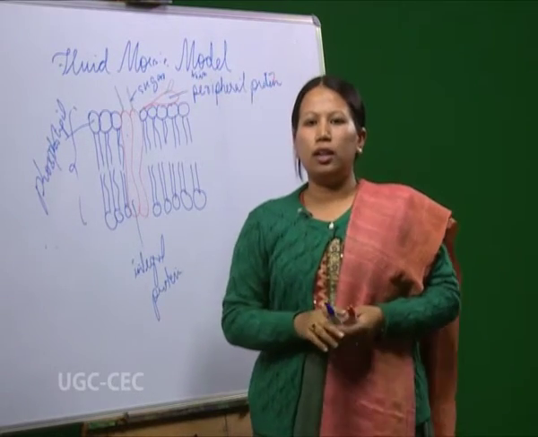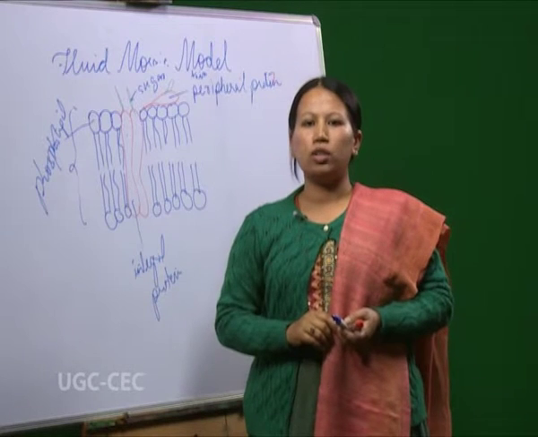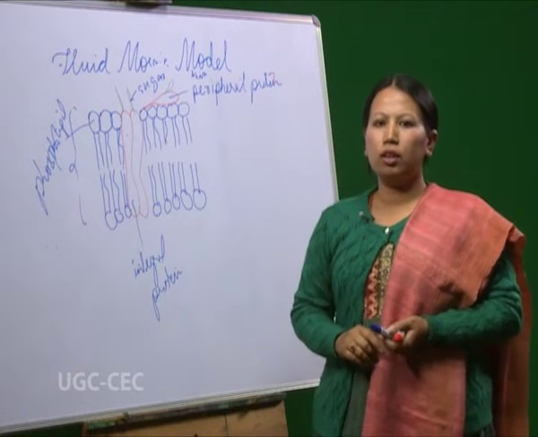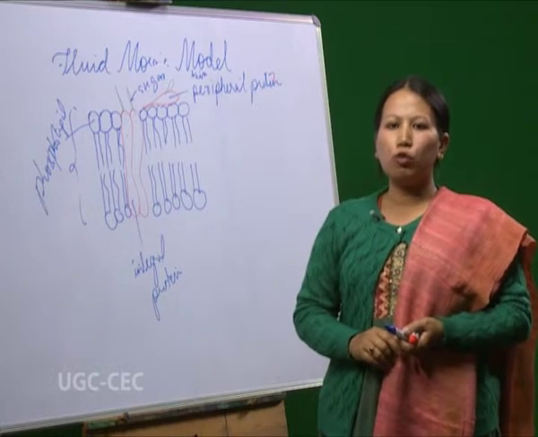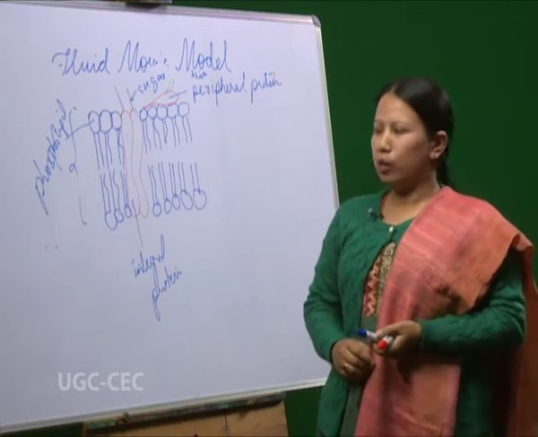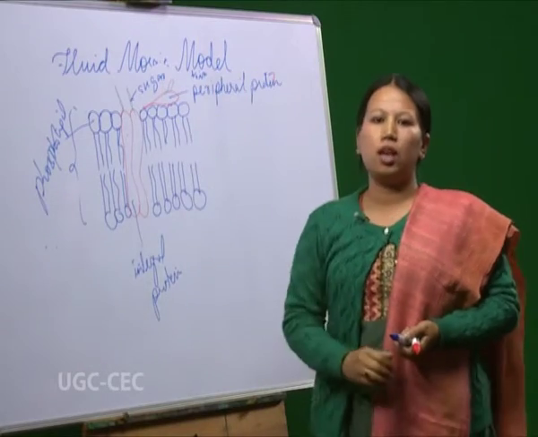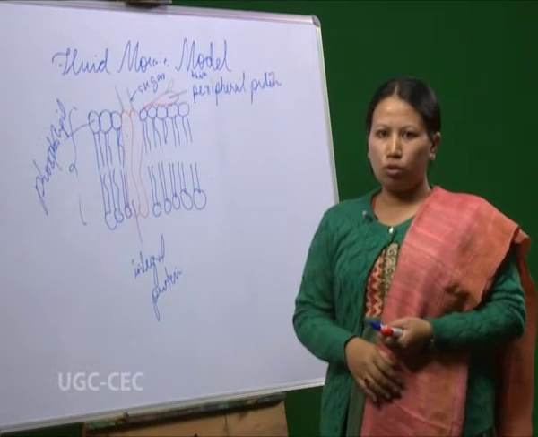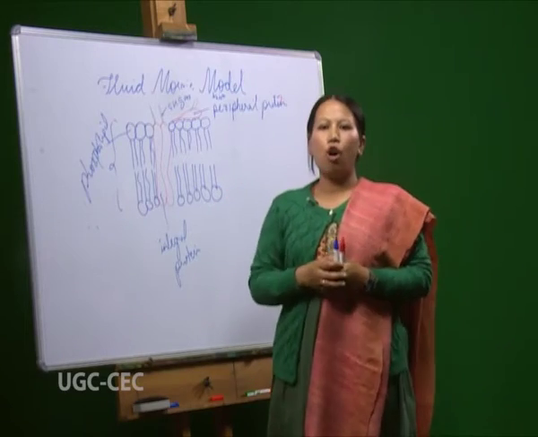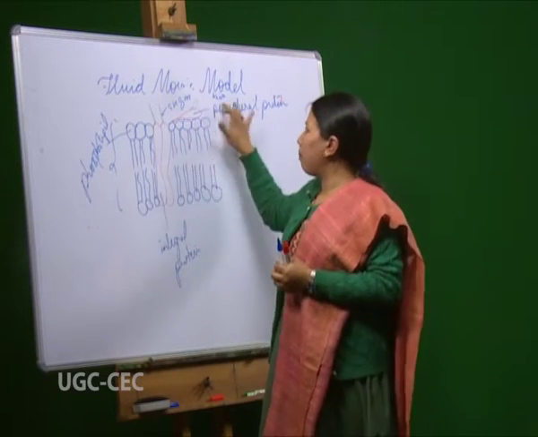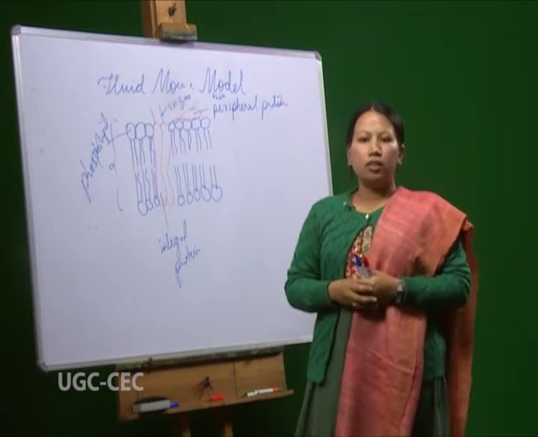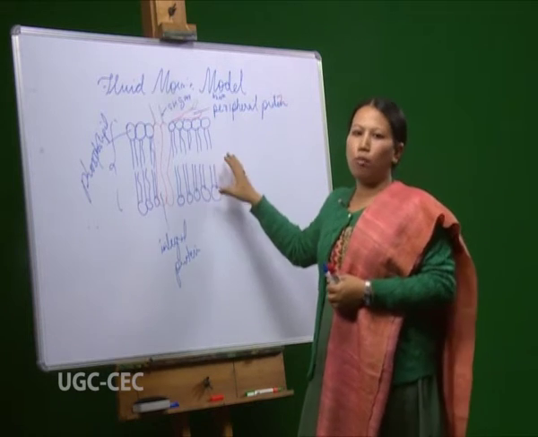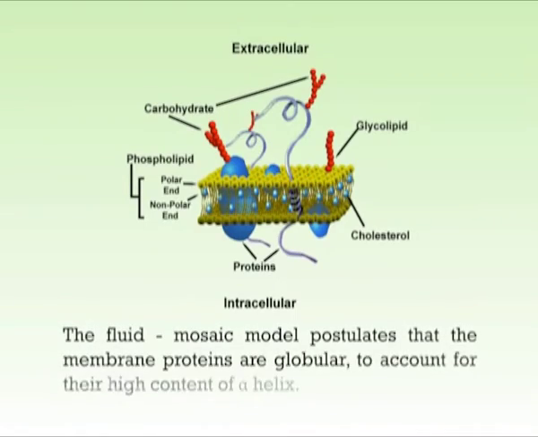According to this model, the cell membranes have been visualized as mosaics of lipids and protein. This model postulated that the phospholipids of the membrane are arranged in a bilayer in which the peripheral and the integral proteins are embedded to form a fluid liquid crystalline matrix or core. The model is often likened to an iceberg, that is, the membrane proteins floating in a sea of predominantly phospholipid molecules. The fluid mosaic model postulates that membrane proteins are globular to account for their high content of alpha helix.